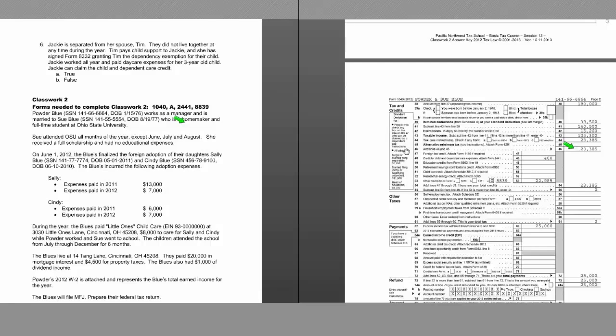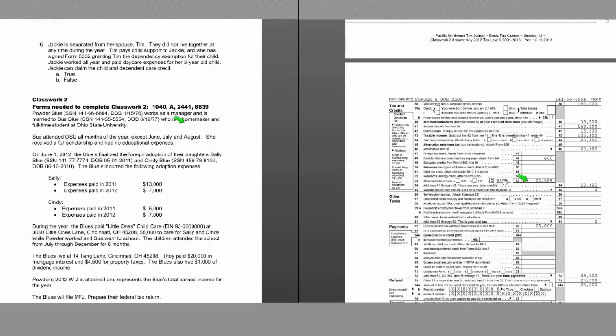You will see that the Blues qualify for Child and Dependent Care Credit, and we've entered that amount on line 48. It's $400, but their income is too high, so they will not receive a child tax credit. That line 51 is blank. We then also have checked box C on line 53, and we've entered the amount of adoption credit that they qualify for.